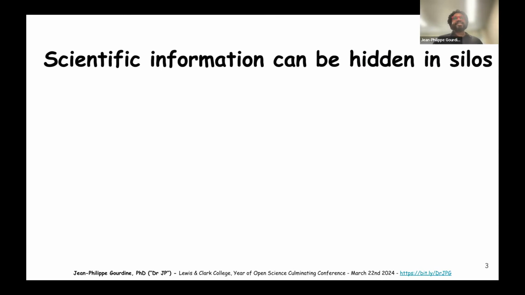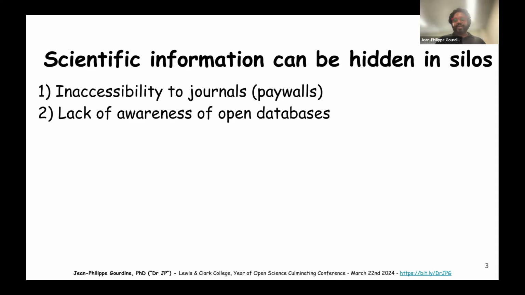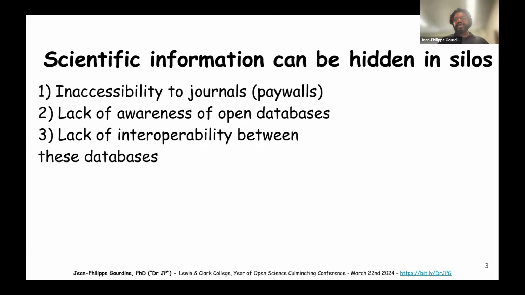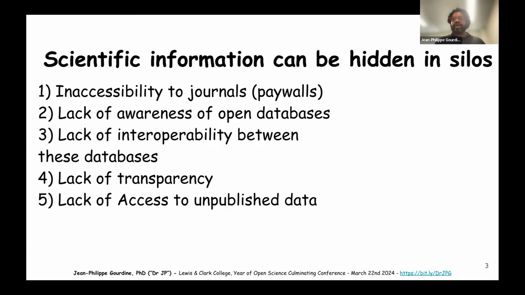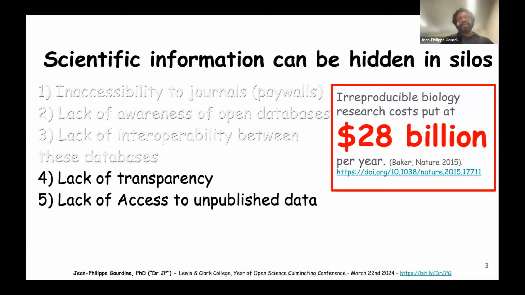So we know that scientific information can be hidden in silos for different reasons. We can have inaccessibility to journals because of paywalls. We also have people who are not aware of open databases that exist. We have issues with the lack of interoperability between certain databases. We have lack of transparency. We have lack of access to unpublished data that stays in labs also. It has been estimated that about 28 billion per year is being lost in irreproducible biology research, particularly. And I'm going to talk about lack of transparency and lack of access to unpublished data, particularly.